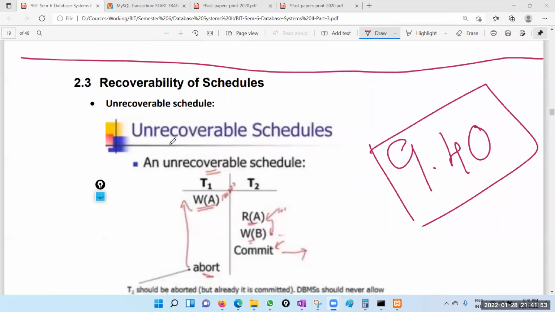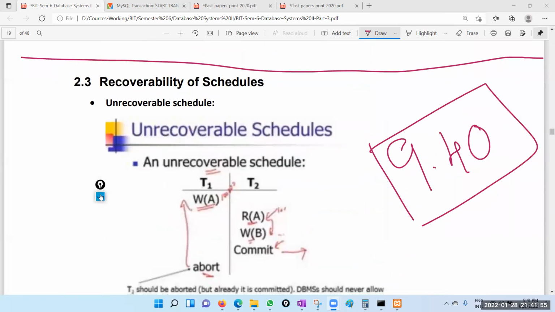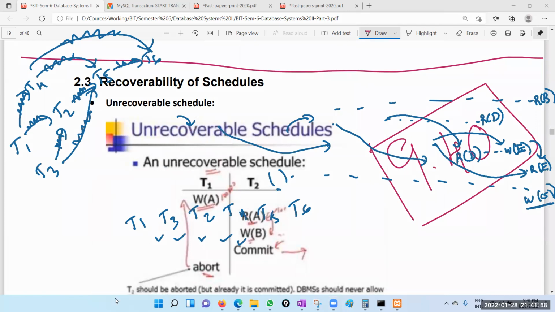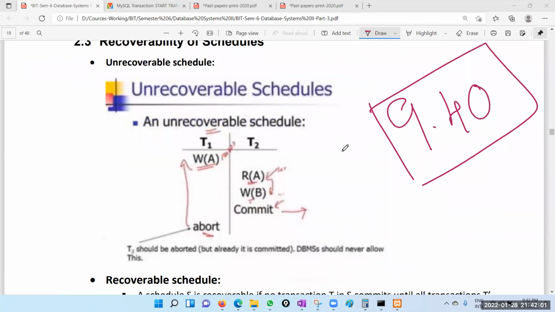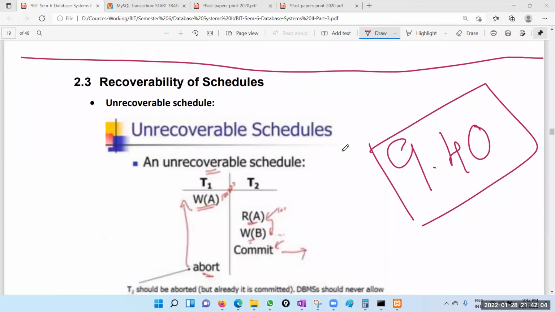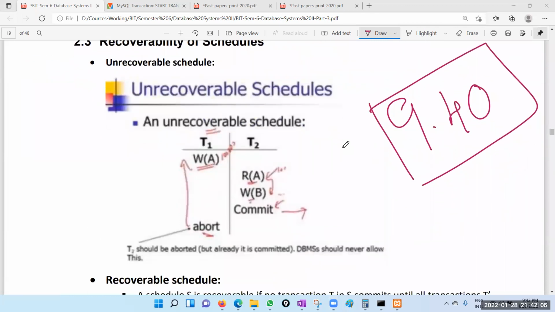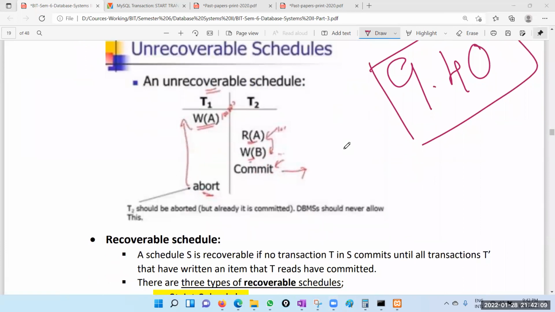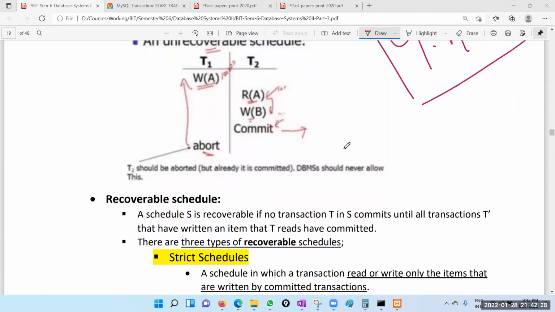Right, another concept called recoverability. Okay, so recoverability. What is meant by an unrecoverable schedule? There are two types of schedules: recoverable schedules and unrecoverable schedules, and some recoverable schedules need cascade rollbacks. Now let's first look at what is meant by a recoverable schedule.